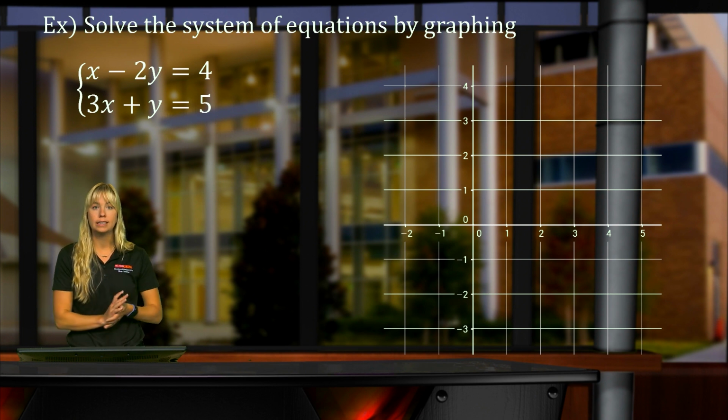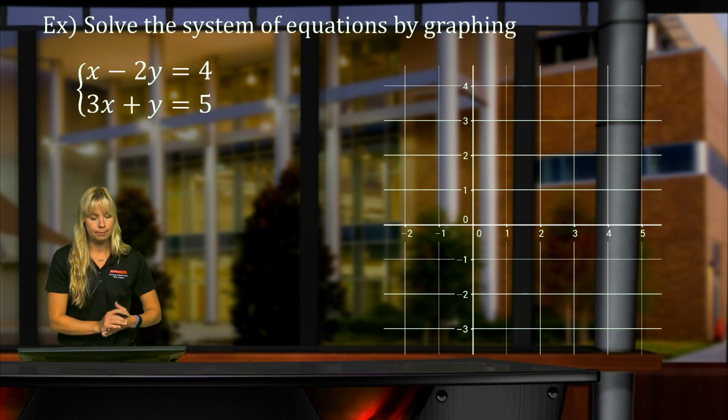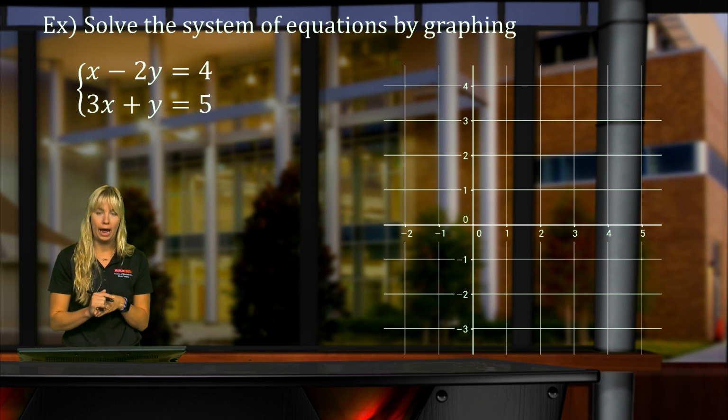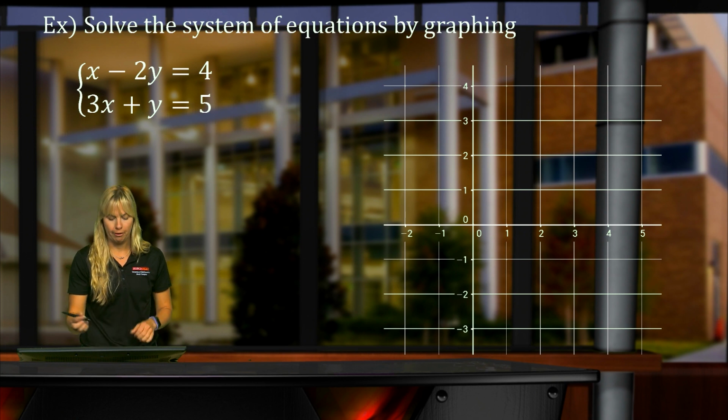So let's look at one example of graphing. Remember that when you're solving a system of equations, you're looking for where these two lines intersect. That's what the solution represents. So a natural option would be to graph the two lines. x minus 2y equals 4, 3x plus y equals 5. First, we want to take these two equations and convert them to slope-intercept form, since that's our preferred method for graphing.